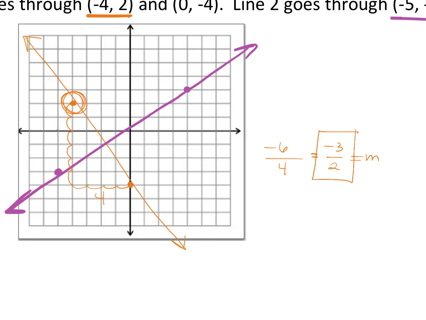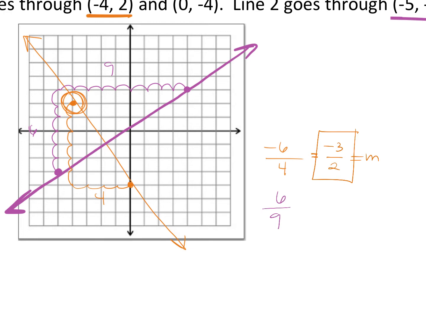Okay, then look at our maroon line, if you will. This one you're going to go 1, 2, 3, 4, 5, 6 up. And then 1, 2, 3, 4, 5, 6, 7, 8, 9 over. So rise over run would be 6 over 9. What does 6 over 9 reduce to?